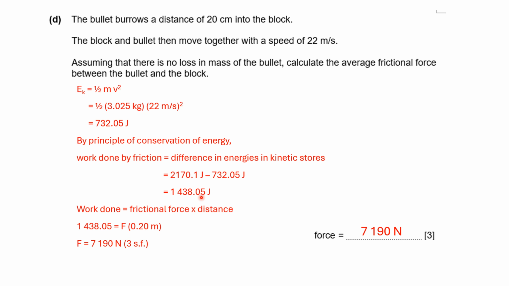Finally, we use work done being force times distance, and we get that friction is 7,190 newtons when we round off to 3 significant figures. So remember that 20 centimeters is not SI units. We do need to convert to 0.20 meters in order to find the magnitude of friction here.